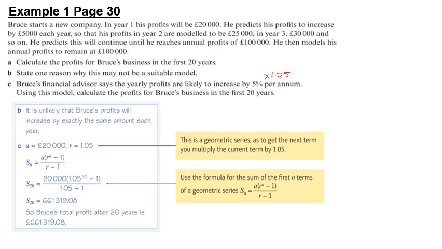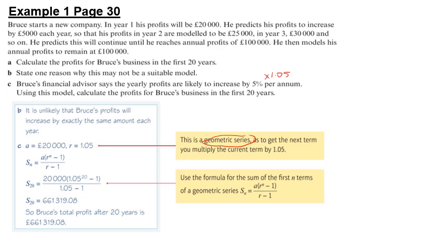So the sequence will start with 20,000. The next term will be 20,000 times 1.05. And then the next term will be 20,000 times 1.05 squared. We're going to multiply by 1.05 every time as we move along the sequence. So this now becomes a geometric sequence or series. The first term is 20,000 and the common ratio is 1.05.